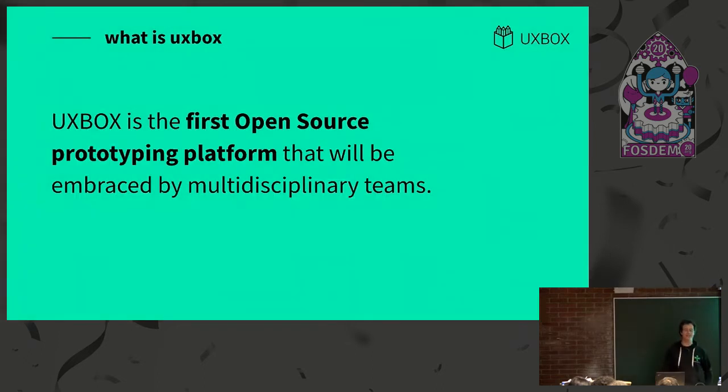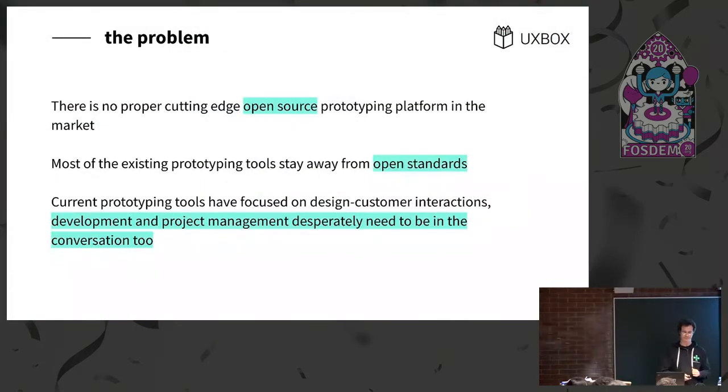There we go. So what is UXBOX? Well, it is the first open source prototyping platform that will be embraced by multidisciplinary teams or cross-domain teams. Exactly what this track is all about. The whole track is all about uniting design and developers, and I think there's no such platform that is helping us to do that. We've seen some examples like the gig flow technique, but we need a platform, and this is UXBOX.